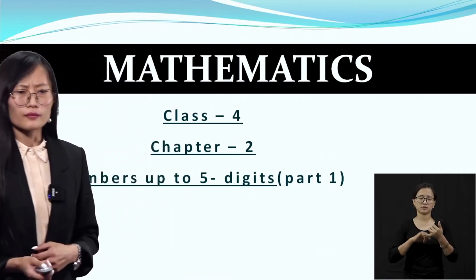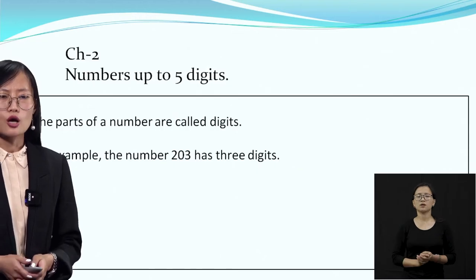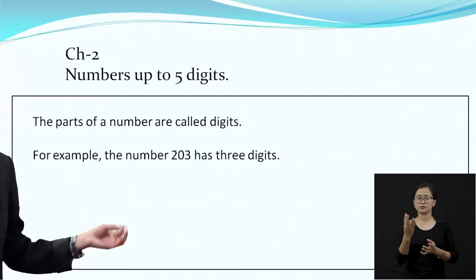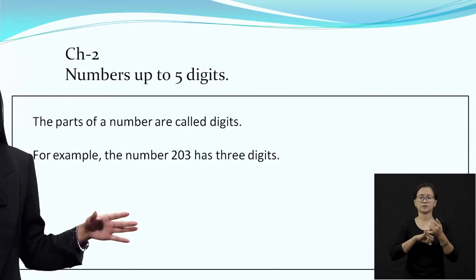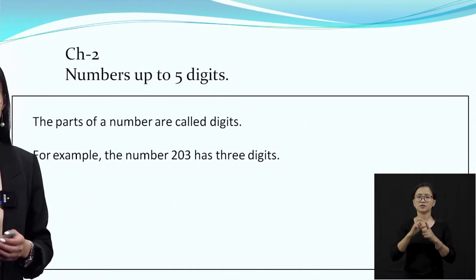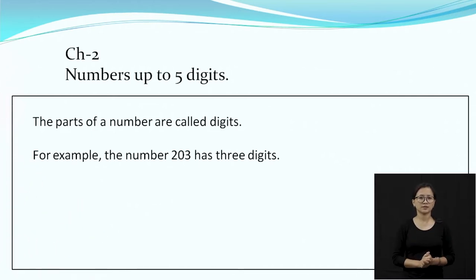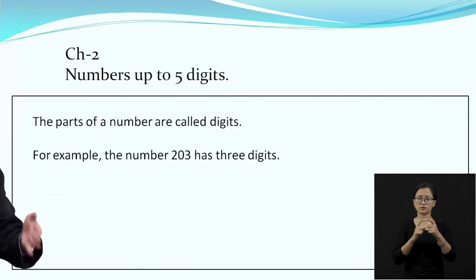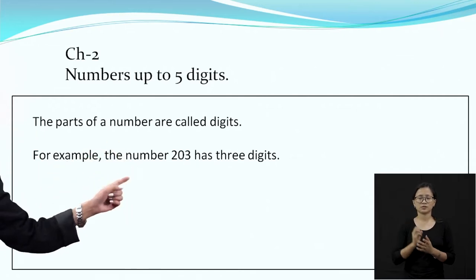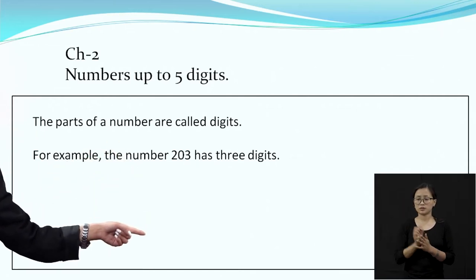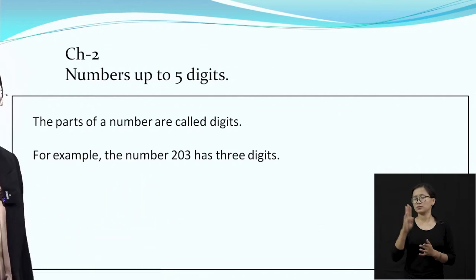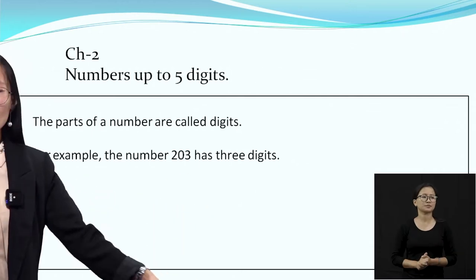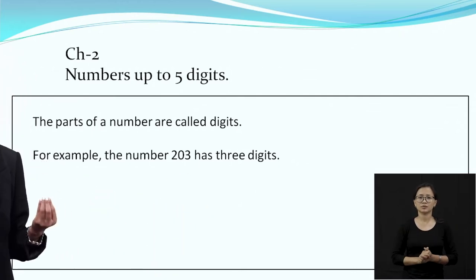Okay, now let's learn about digits. What is a digit? A digit is a part of a number, and every digit forms a number. For example, the number 203 has 3 digits, because 2 is a digit, 0 is a digit, and 3 is also a digit. So here you have a 3 digit number. And that's where the place value comes in.